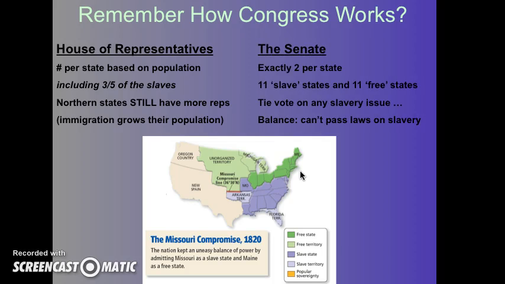In the Senate, though, you've got exactly two per state. And before this compromise, there were 11 slave states where slavery was legal in their constitutions, and 11 states that were called free because labor, any worker, was free to go from job to job. It's that free labor. So in the Senate, it didn't matter that there was more population in the North like it does in the House of Representatives. It's about keeping that balance.